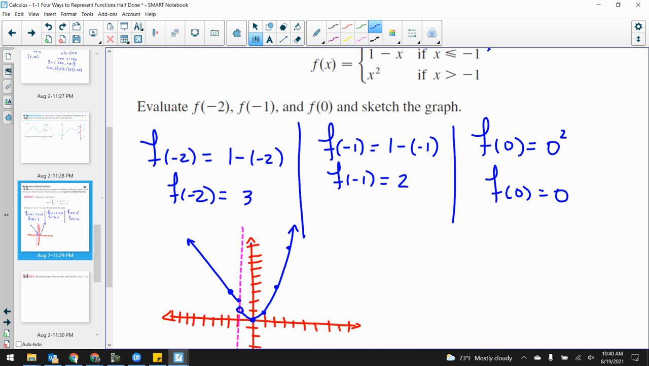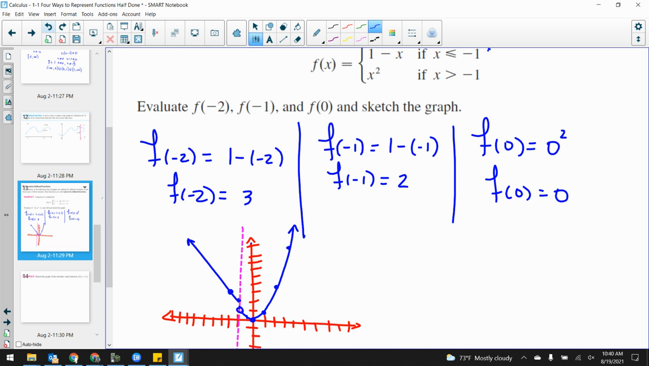For every point leading up to the boundary line from the right side, it's going to look like that quadratic. So like if I were to graph negative 0.5, that would give me negative 0.5 squared is 0.25, right? So that would be here. And I could keep plotting those points. There we go. I could keep plotting those points up until the boundary line, and I'm going to get closer and closer and closer to that boundary line.